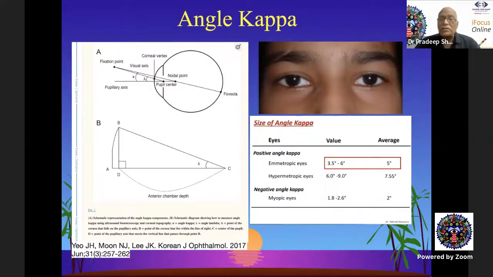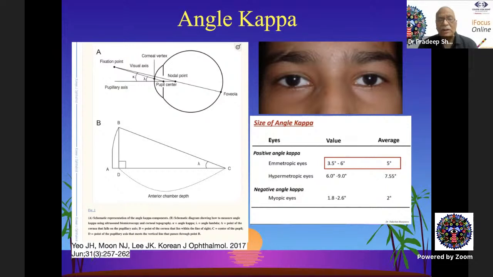Pseudo-exotropia can also be because of angle kappa. Now, what is angle kappa? We talked about it some time back also, that it is the angle between the visual axis, that is the line joining the fovea and the fixation point, as you see on the schematic picture on the left-hand side, and the pupillary axis. The angle made at the pupillary plane is actually going to be the angle lambda, but routinely we use the angle kappa, which is not much different, and is supposed to be at the nodal point, but lambda and kappa may be used more or less synonymously.